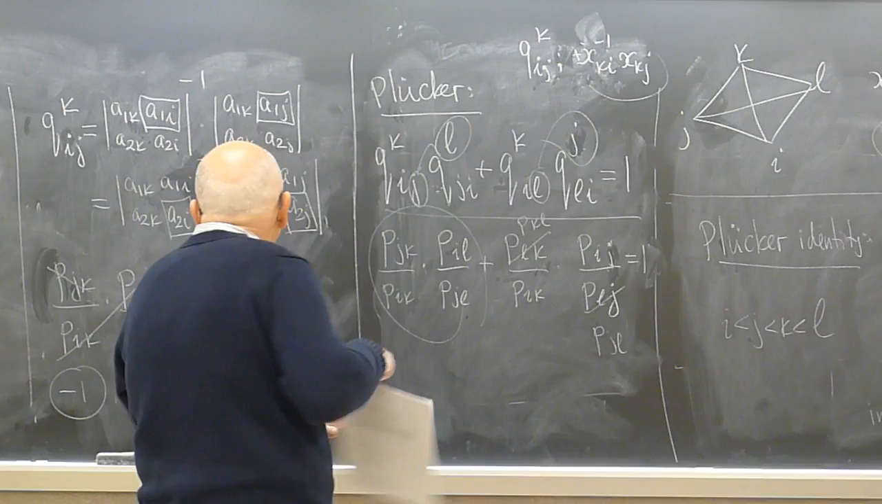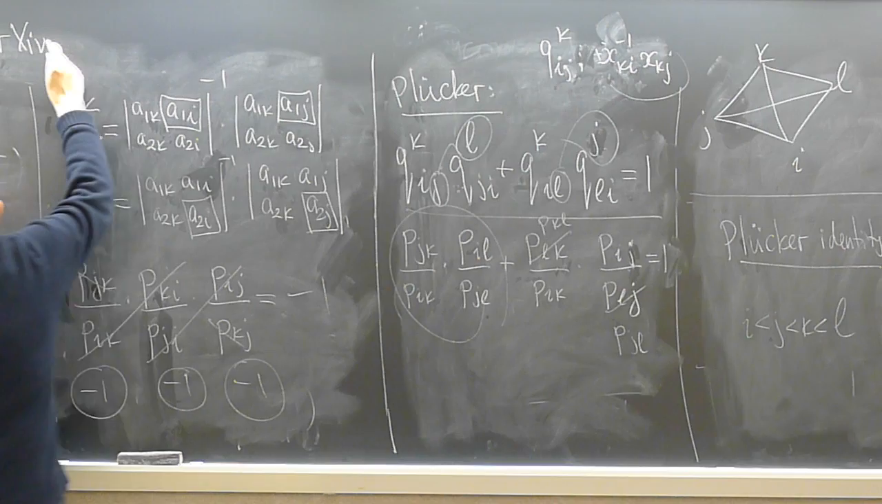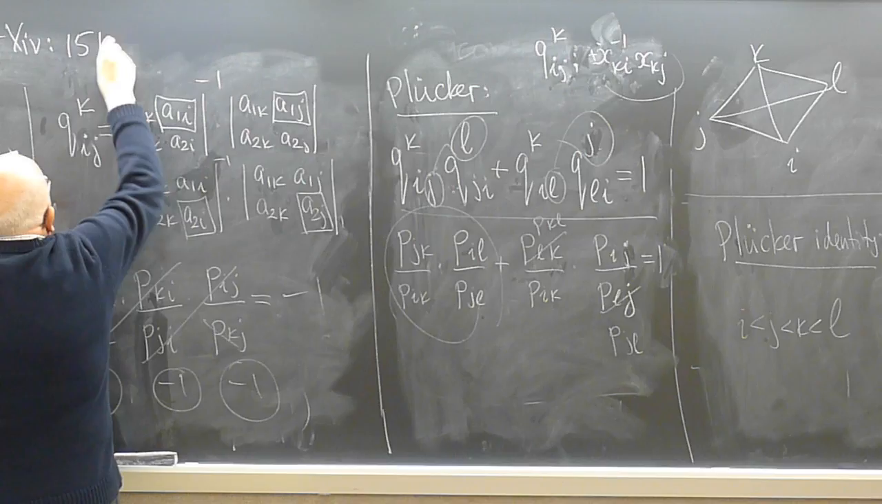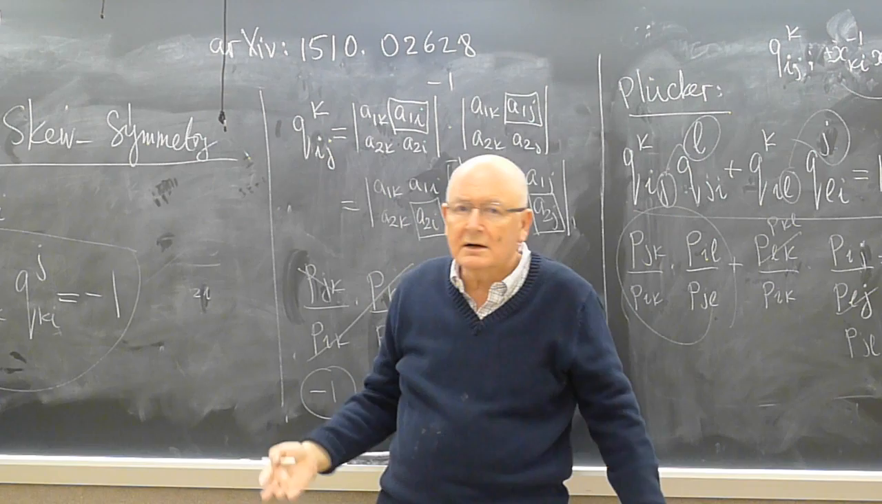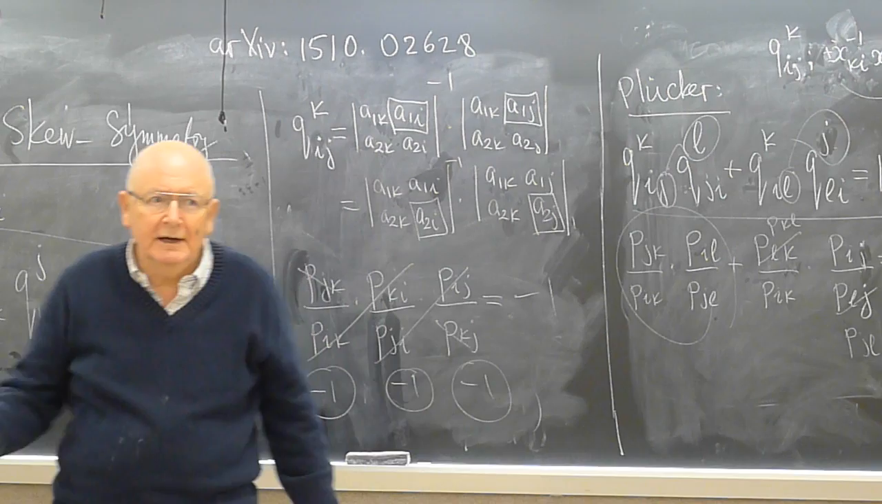So the paper is on arXiv. It's submitted, but so far it's on arXiv only. It's 1510.026A, called Non-commutative Marked Surfaces. So I don't want to go over time.